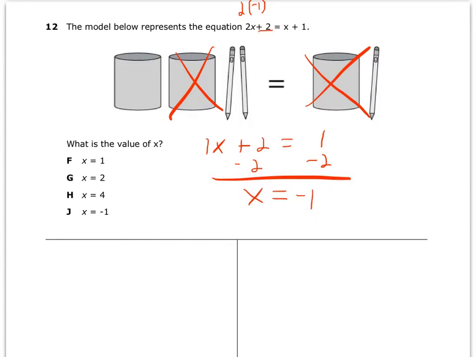What is negative 2 plus 2? 0. And then for here, we have x is negative 1. So negative 1 plus 1, 0 equals 0. J is definitely our answer.